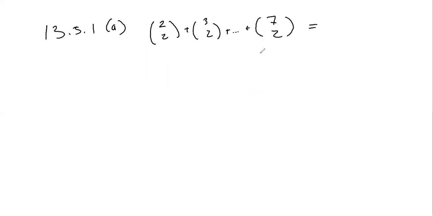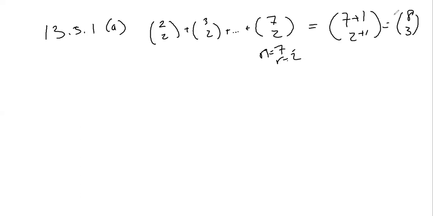Right, this is a direct application of n equals 7 and r equals 2. And this is 7 plus 1 choose 2 plus 1, which is 8 choose 3. Awesome, and that is 56, FYI. Cool. Part B, Ryan.